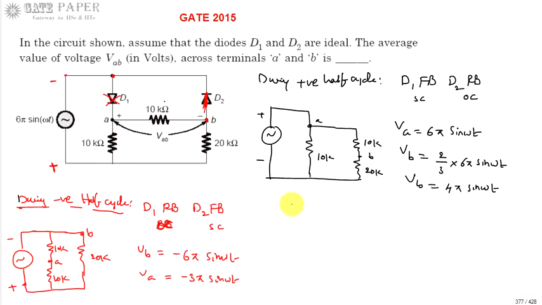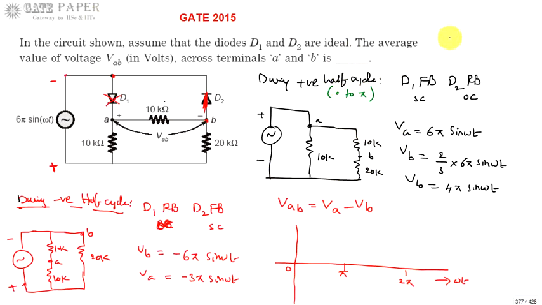So if you observe VA minus VB, what we are interested in is nothing but VAB. VAB is nothing but VA minus VB. So if you are going to draw the VAB waveform with respect to the positive half cycle and negative half cycle, this is 0 to π and this is π to 2π. So during the positive half cycle, VA is 6π and VB is 2π. So 6π minus 4π, VA minus VB during 0 to π. 0 to π is nothing but the positive half cycle.